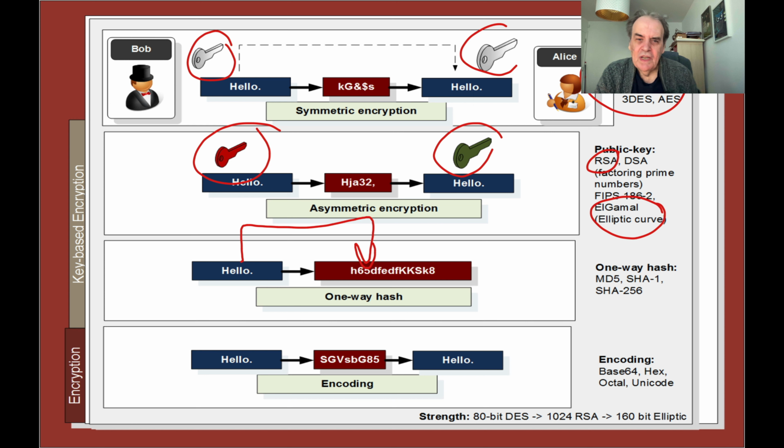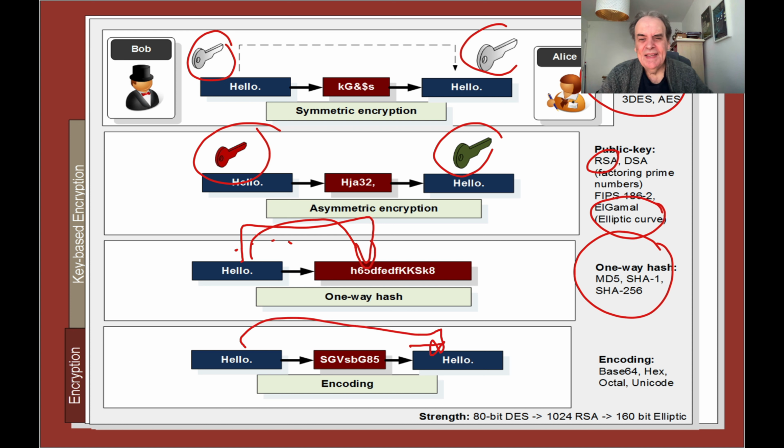For a one-way hash, we can only go one way mathematically, and we can't do the reverse back again. And the typical methods are MD5, 128-bit hash, SHA-1, which is a 160-bit hash, and SHA-256, or SHA-2, as we often call it. It gives a 256-bit hash. And then the final one is not a way that we can actually encrypt at all. It's purely just encoding, and then we often use base64, hex, octal, Unicode, and so on.